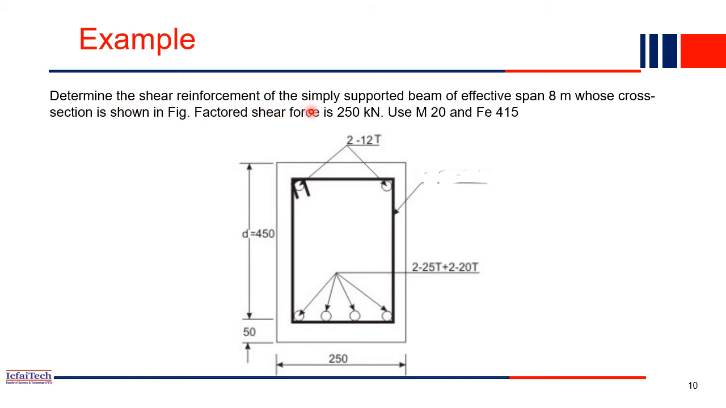Determine the shear reinforcement of a simply supported beam of effective span 8 meter whose cross section is given here. The factored shear force is 250 kilonewton and use M20 and Fe415 grade of concrete and steel. So this section is given to you. Based on these forces and the total bending moment, you have already designed the doubly reinforced section: two numbers of 12 mm bar, two numbers of 25 mm bar, plus two numbers of 20 mm bar. So it's the same design.